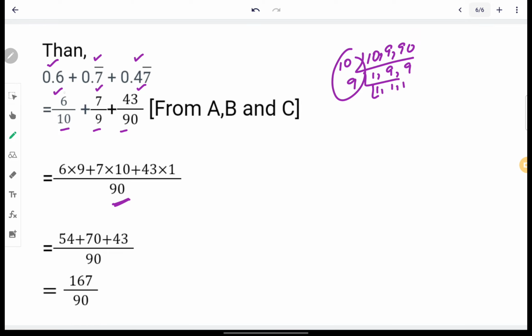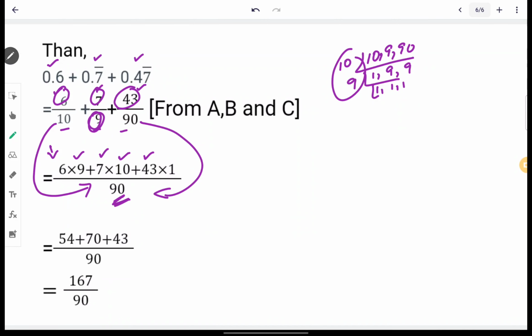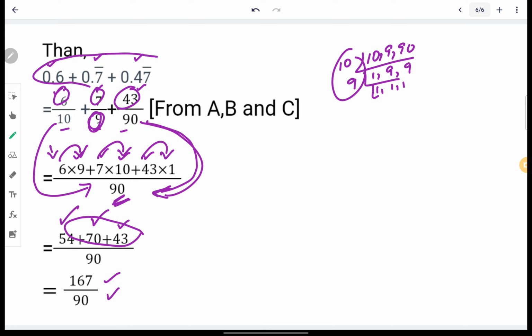So what is my first numerator? My first numerator is 6, so it stays 6. Then 10, how many times is 90? 10 nines are 90. The second numerator is 7, and 9, how many times is 90? 9 tens are 90. The third numerator is 43, and 90, how many times is 90? 90 ones are 90. Now let's multiply. 6 nines are 54, 7 tens are 70, and 43 into 1 is 43. When you add all these three, we get 167 by 90. So you can see that we have expressed all these three rational numbers in the form P by Q, where P is 167 and Q is equal to 90.